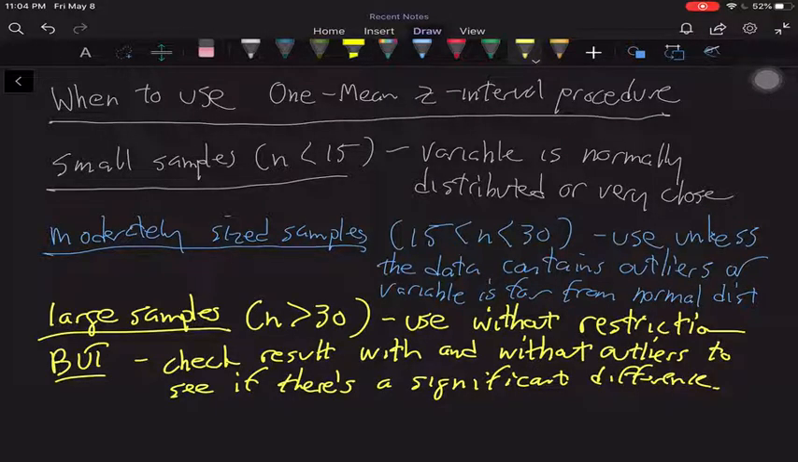For moderately sized samples, for those with a sample size between 15 and 30, you can use this procedure unless the data contains outliers or the variable is far from normal distribution. And for large samples, when your sample size is greater than 30, you can use it without restriction, but you should be checking the results with and without outliers to see if there's a significant difference. If there is, then you probably should be considering another procedure to use.